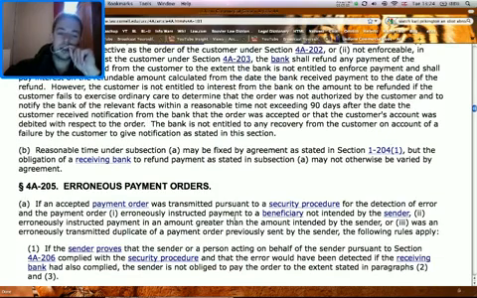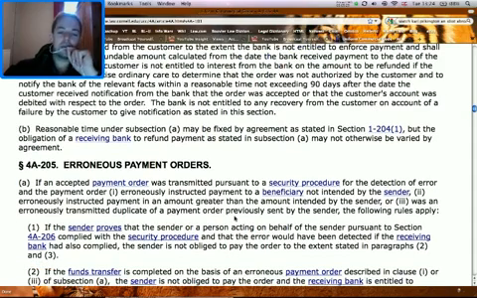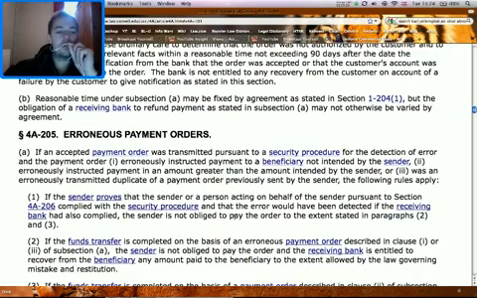B. Reasonable time under subsection A may be fixed by agreement as stated in section 1-204(1), but the obligation of a receiving bank to refund payment as stated in subsection A may not otherwise be varied by agreement.